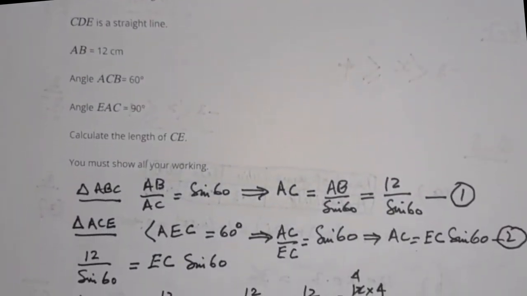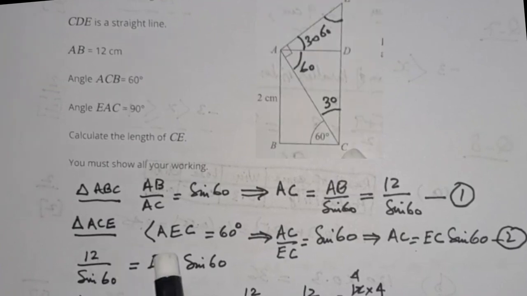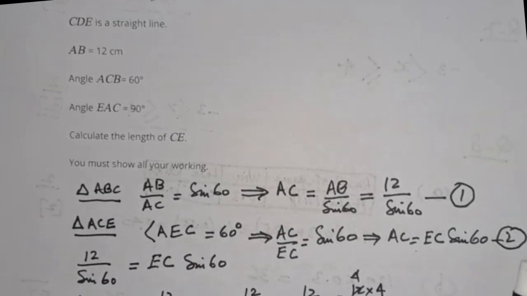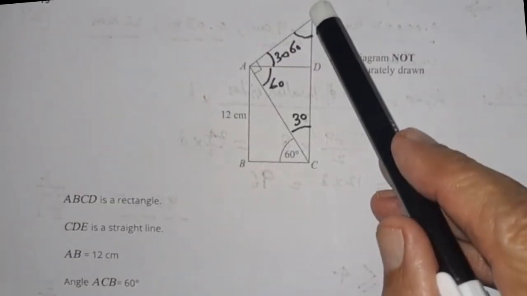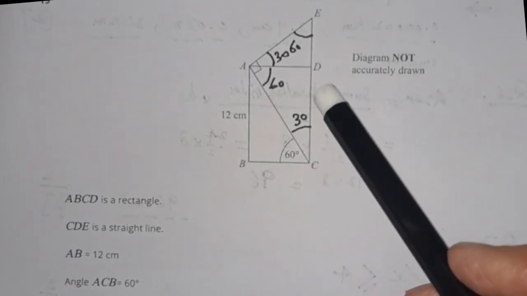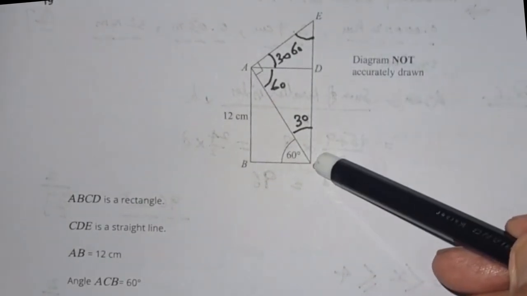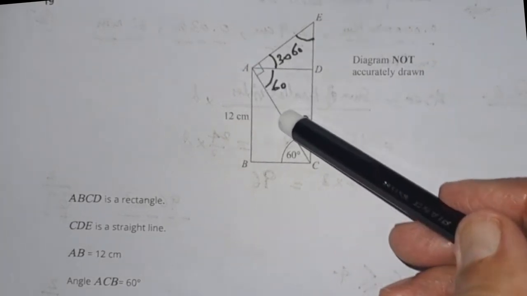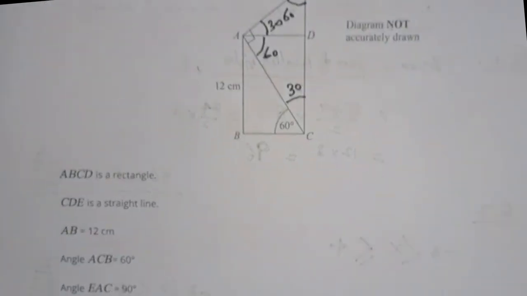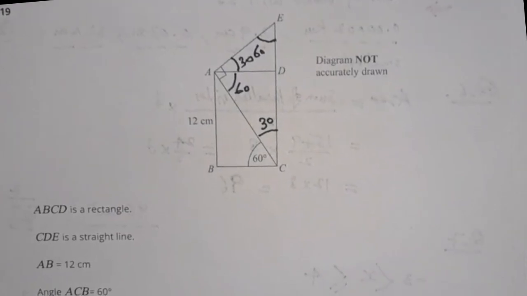Similarly, if we consider triangle ACE, angle AEC is equal to 60 degrees, that we have already shown. Here this is the hypotenuse in this triangle, and this is the perpendicular of the 60 degree angle. So we write AE over EC. I can make that triangle here as well.